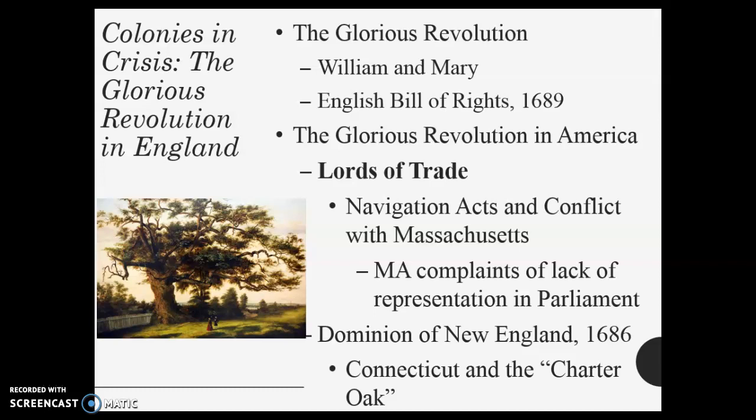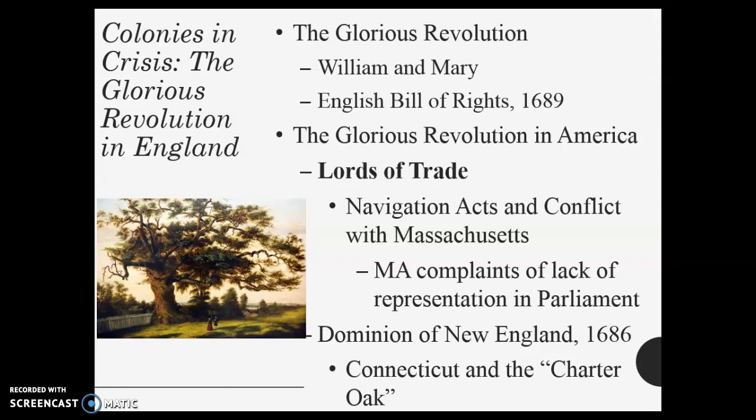So they are angry that Massachusetts is ignoring the Navigation Acts. Parliament says you have to follow these, they are the rules of the empire. Massachusetts says, well, we don't have representatives, so you can't tax us. That's a key term later. And we're not going to follow your laws. So the king gets rid of all the charters and combines the colonies into the super colony of the Dominion of New England.